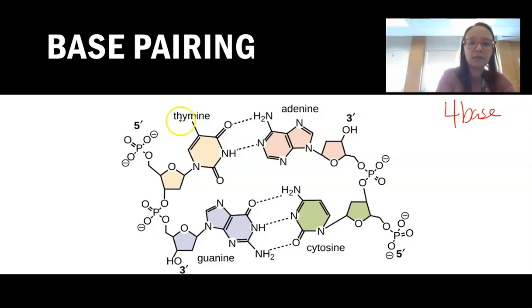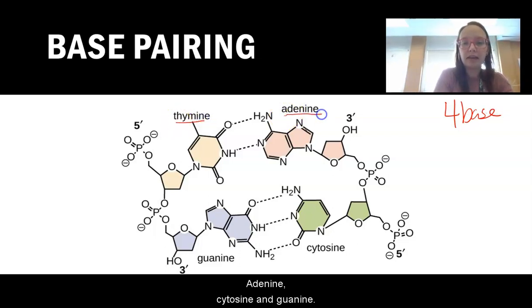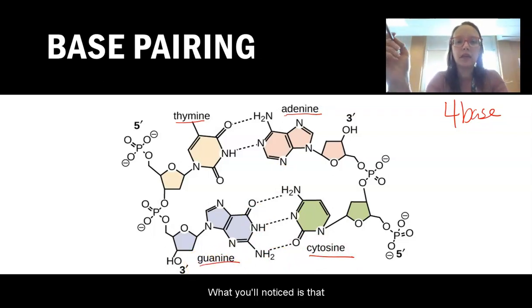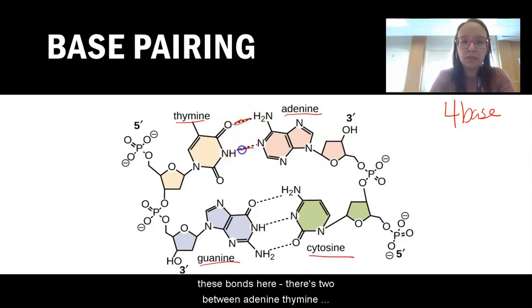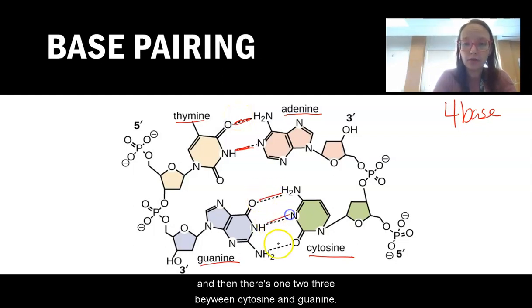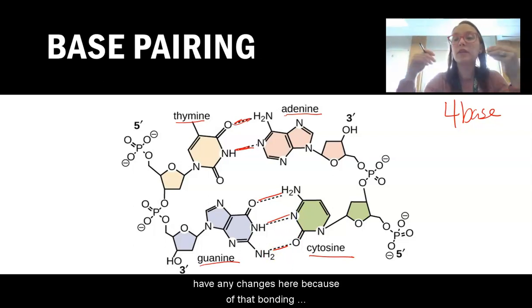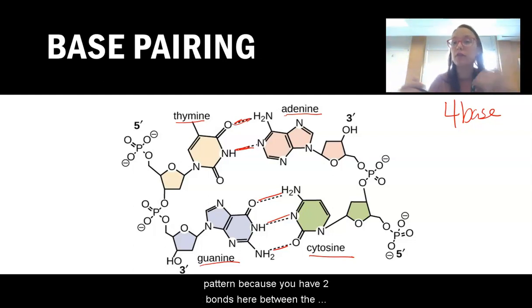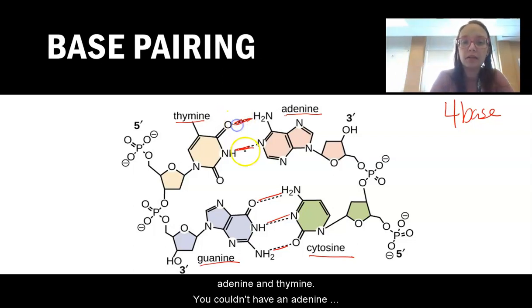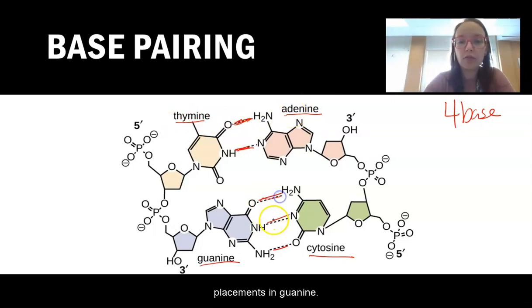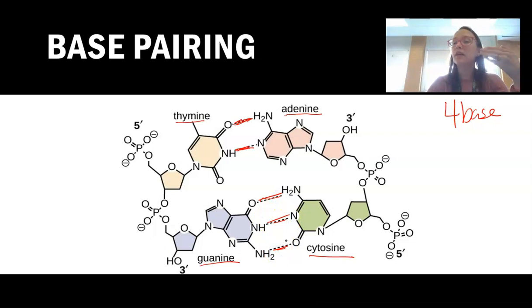And those 4 bases are thymine, adenine, cytosine, and guanine. And what you'll notice is that these bonds here, there's 2 between adenine and thymine, and then there's 1, 2, 3 between cytosine and guanine. And that is very specific. You would not be able to have any changes here because of that bonding pattern. Because you have 2 bonds here between the adenine and thymine, you couldn't have an adenine and a guanine because you have 3 bonding placements in your guanine.